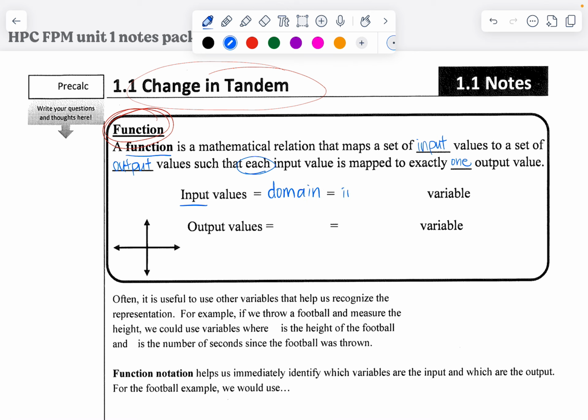And those are the set of our independent variables. Usually we call this X, but it can also be other variables. A really common one is T for time.